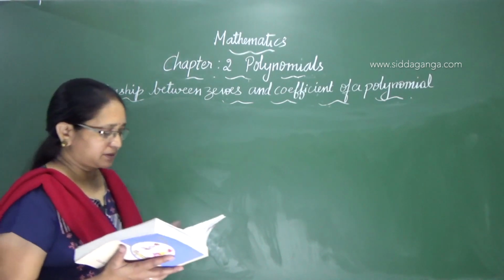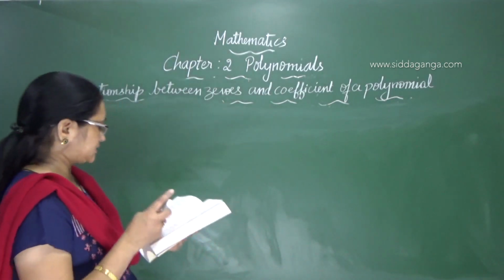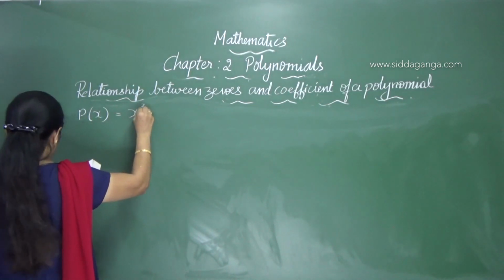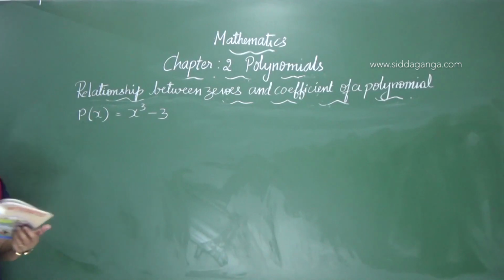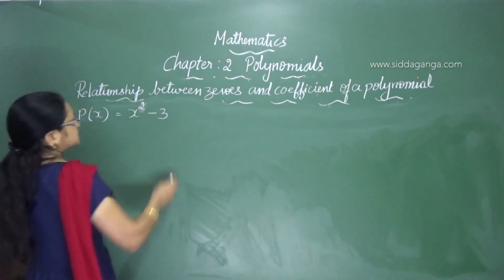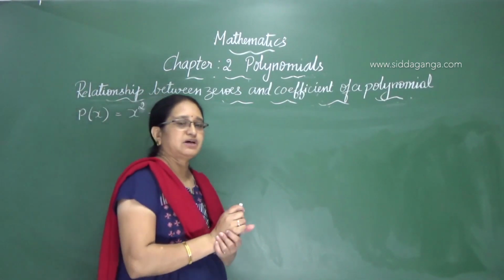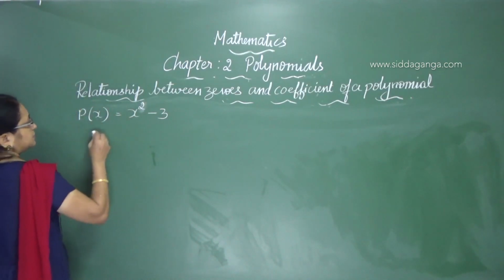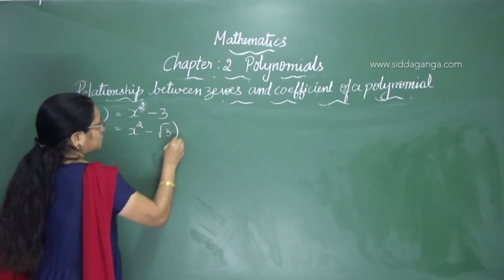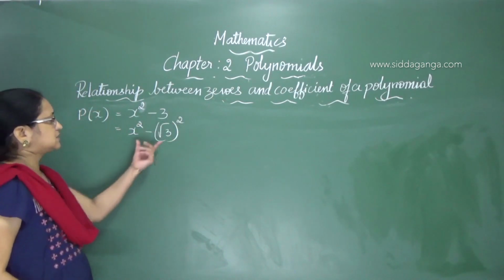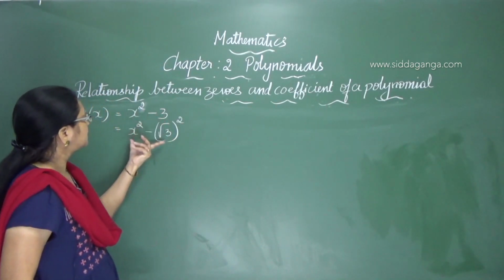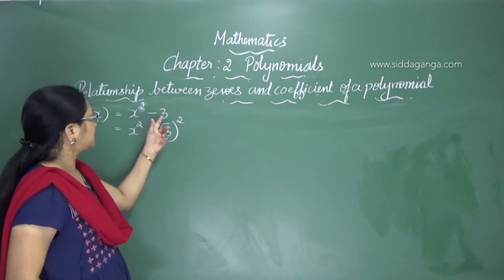Okay, now third example. The polynomial they have given is p of x is equal to x square minus 3. Now how to do the factorization here? See, in the lower classes you have done this type of polynomial factorization, not splitting the middle term. This is to factorize x square minus 3.